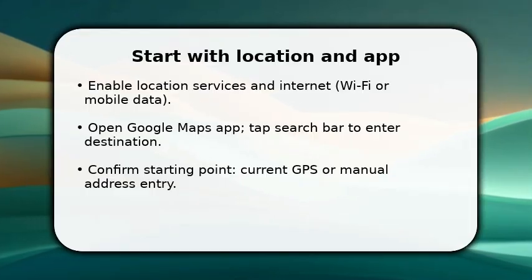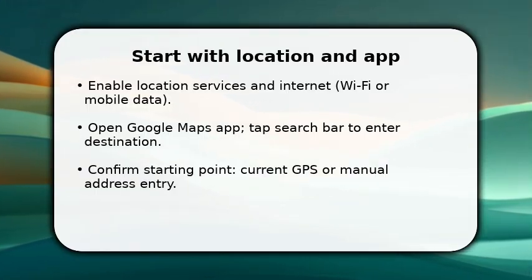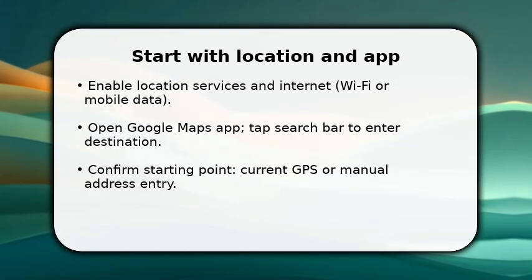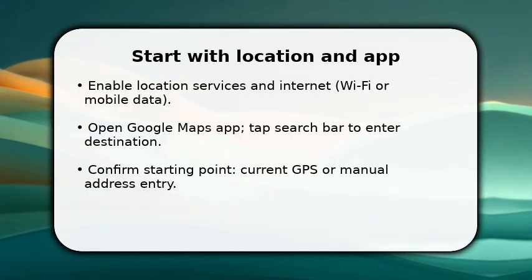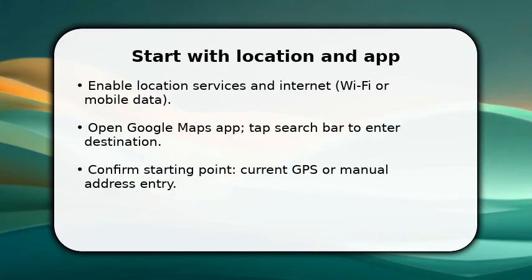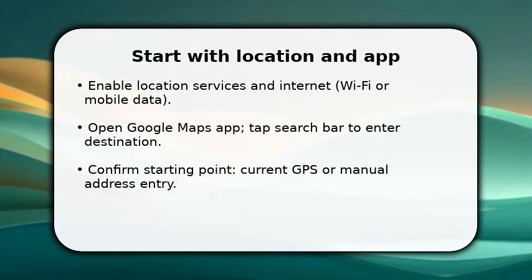You begin by ensuring location services and connectivity are on, because Maps needs real-time positioning. Once done, open Google Maps and type your destination in the search bar. This tells the app where you want to go.